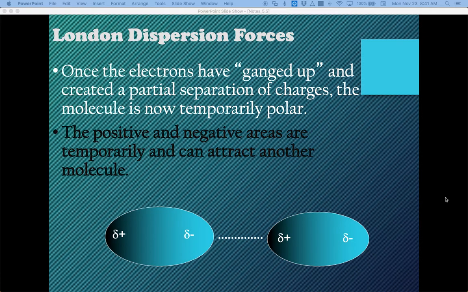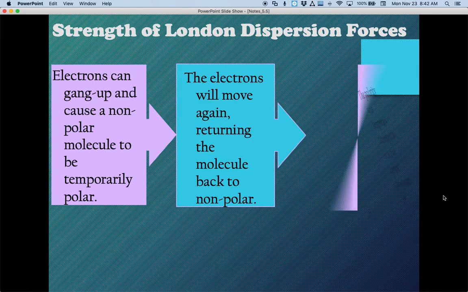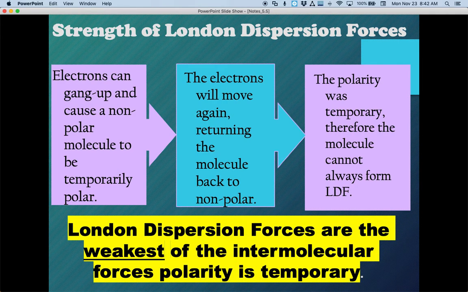And so as a result of this temporary polarity that kind of happens, the strength of a London force is the weakest. And this is what you really need to write down in your notes. What you really need to know is that London dispersion forces are the weakest of the intermolecular forces because the polarity is temporary. And so this force that happens, this is what causes molecules to stick together.